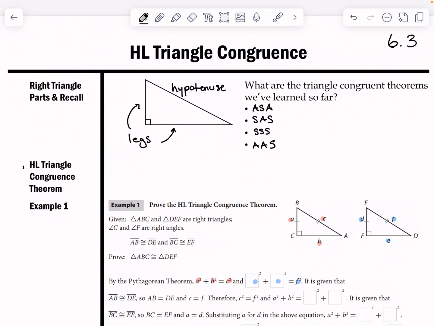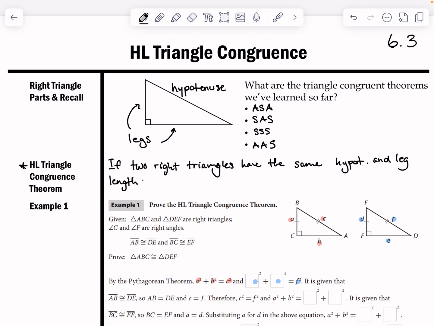What is the HL triangle congruence theorem? It's an if-then statement. If two right triangles have the same hypotenuse and leg lengths, then the triangles are congruent. Okay, that's all it says.